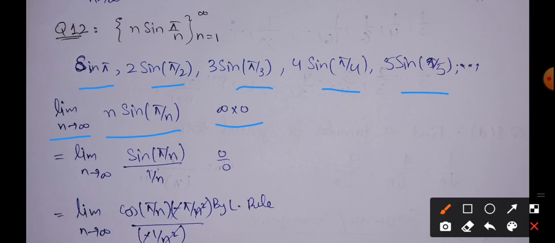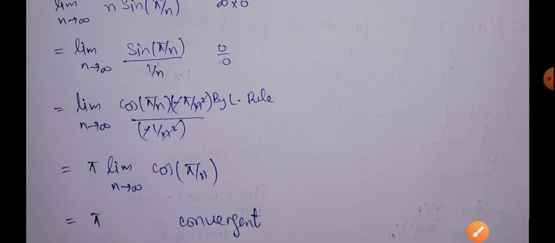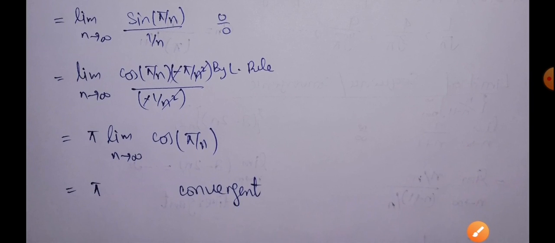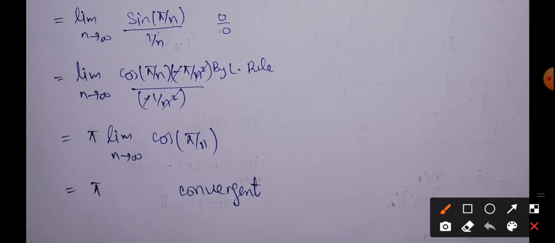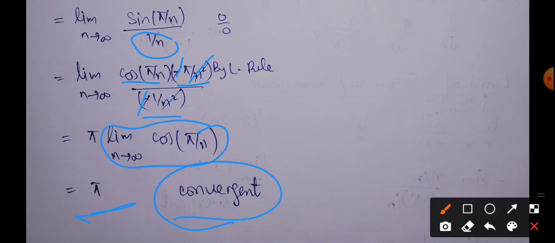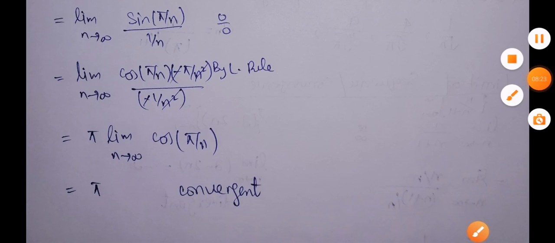Now applying L'Hopital's rule, that is taking the derivative of the numerator as well as the denominator, we get sine pi by n. The derivative of sine is cos, so cos pi by n into the derivative of the angle, which is going to be minus pi by n square, and the derivative of the denominator is again minus 1 by n square. So this negative will be cancelled out, n square will be cancelled out. Now inserting the limit, as cos of 0 is 1, we get the answer pi, which means that the given sequence is a convergent sequence.